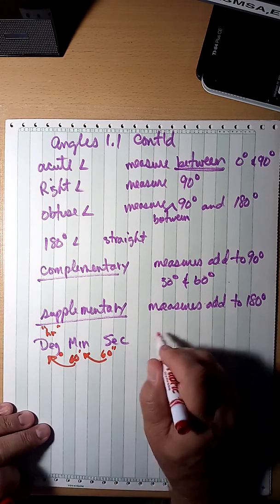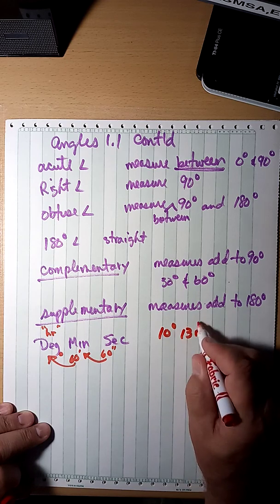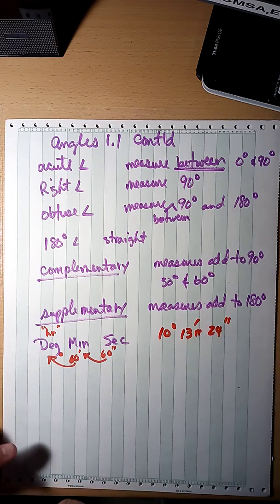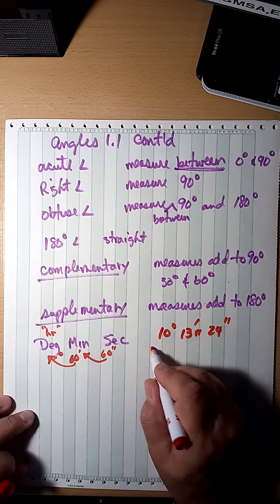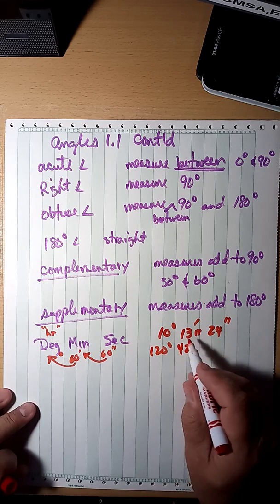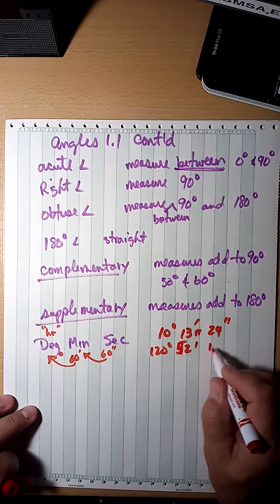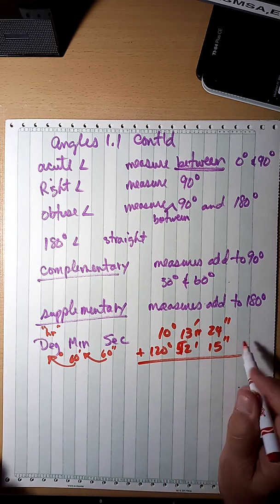So how do you add these together? If you have 10 degrees, 13 minutes, and 24 seconds, and you want to know what that is added to, say 120 degrees, let's say 52 minutes, and 15 seconds. Suppose we are adding these together.